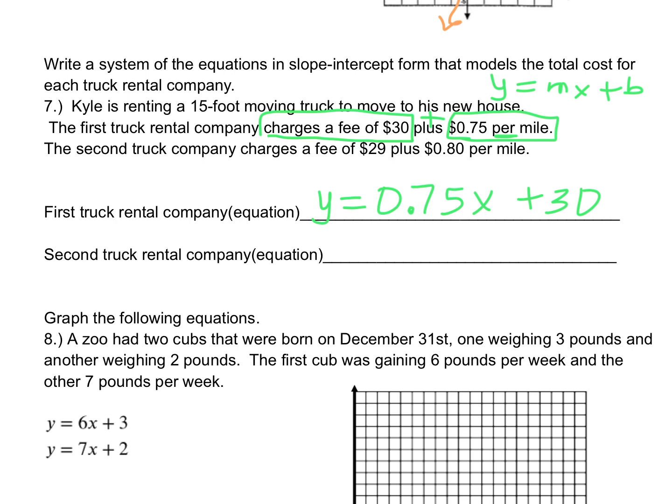The second truck company charges a fee of $29 plus 80 cents per mile. Okay, so we do that the same way. 80 cents gets the x, that's our slope or our rate, and the initial value is 29.